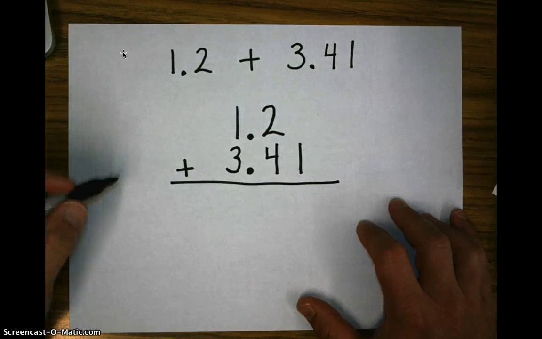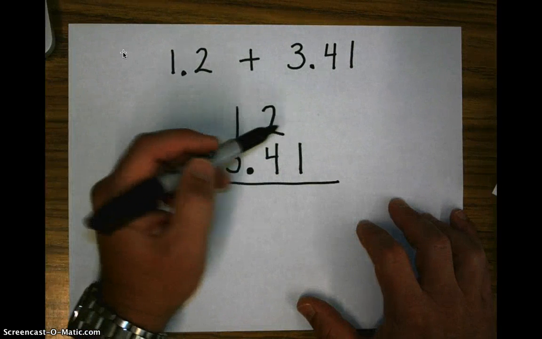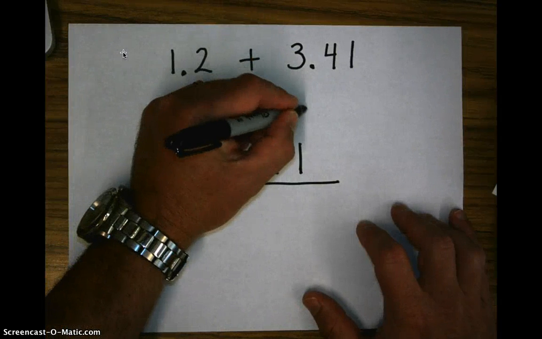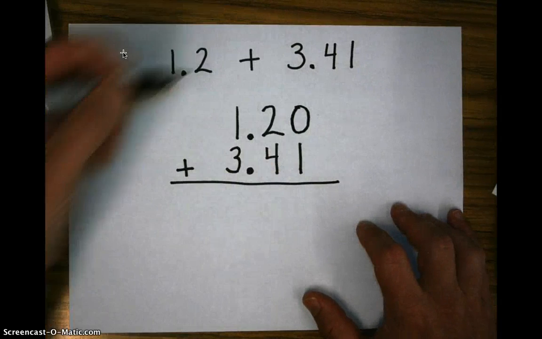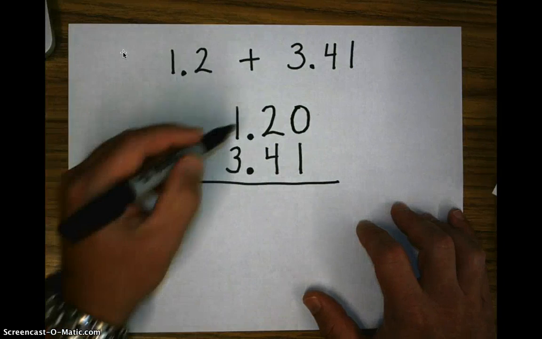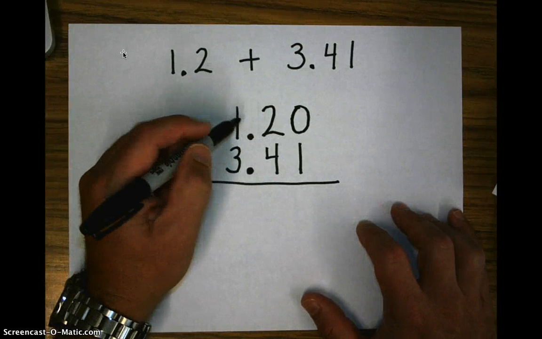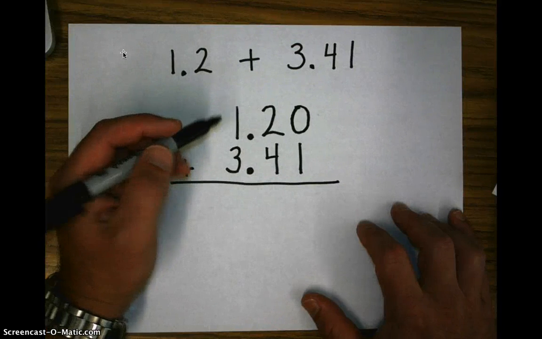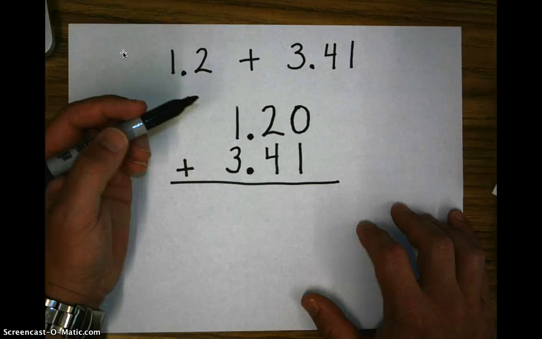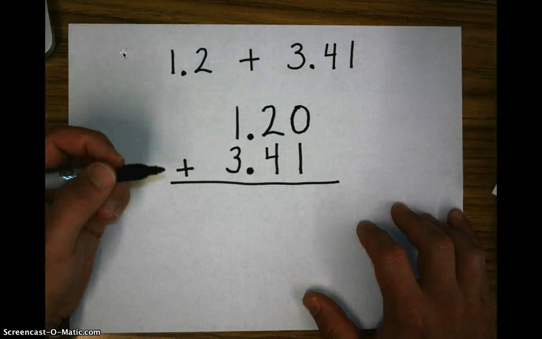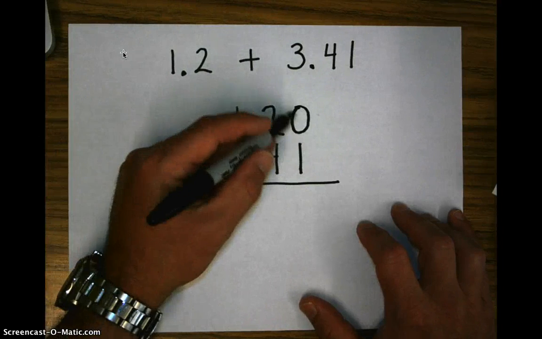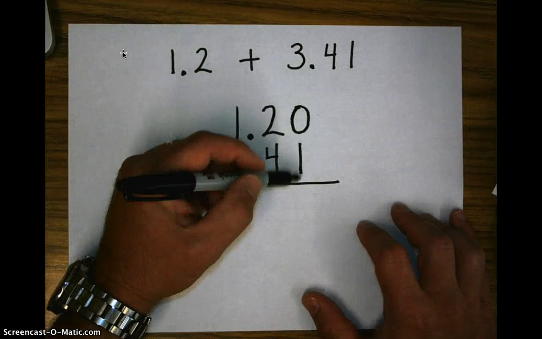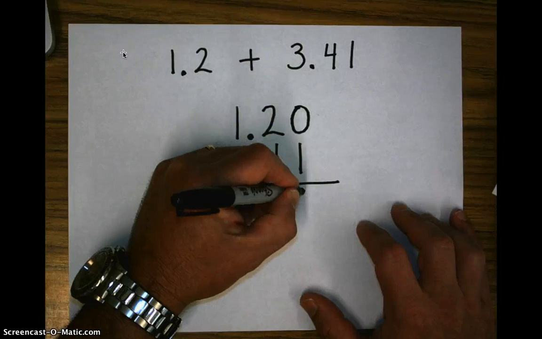Now, this kind of bugs me having just empty space there. So I can annex a 0 in. Doesn't change the number at all. 1 and 2/10 is exactly the same value as 1 and 20/100ths. So I annexed a 0 in there just to make it so it doesn't look odd that I'm adding 1 and nothing. Of course, the math word for nothing is 0. So that works. 1 plus 0 is 1.